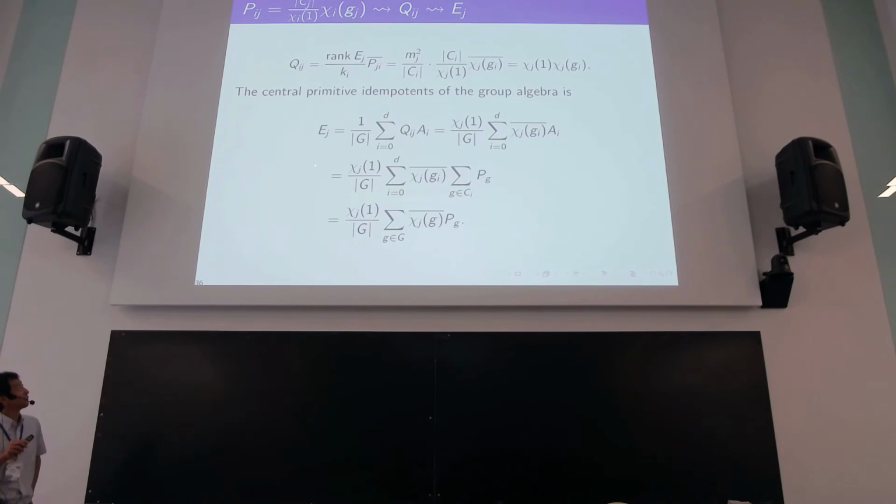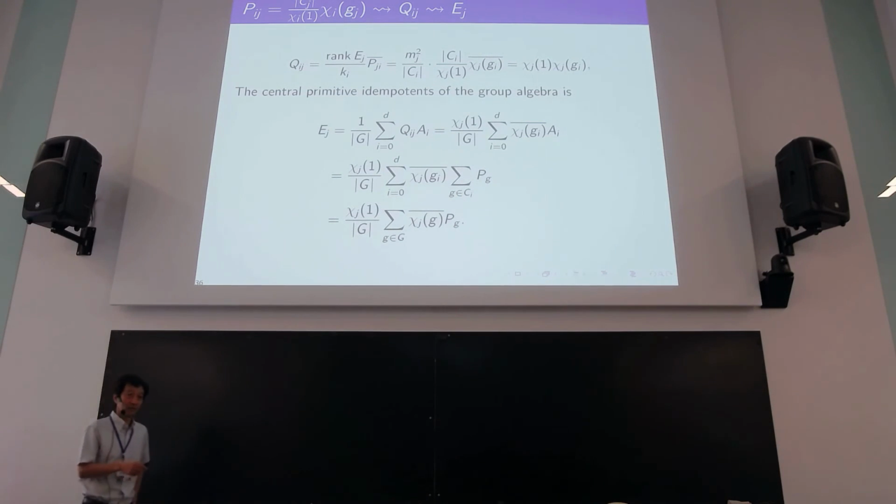So this is the formula for the primitive idempotents. In other words, this is a well-known formula which gives the central primitive idempotent of the group algebra in terms of the basis of the group algebra, which are just the group elements.